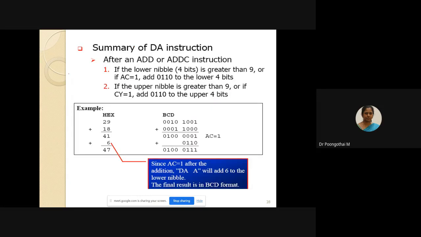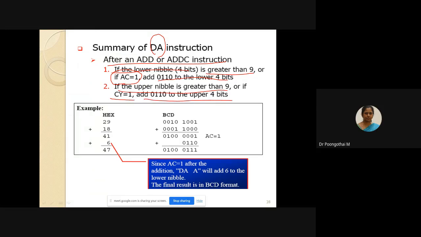So look at this example. This is the complete summary of the DA instruction. After addition or addition with carry, this instruction can be used. First it will check the LSB. If the LSB is greater than 9, or if the auxiliary carry flag is 1, add 6 to the LSB to correct your LSB answer. Similarly, it will check the MSB. If the upper nibble is greater than 9 or the carry flag is set, add 6 to the upper 4 bits.